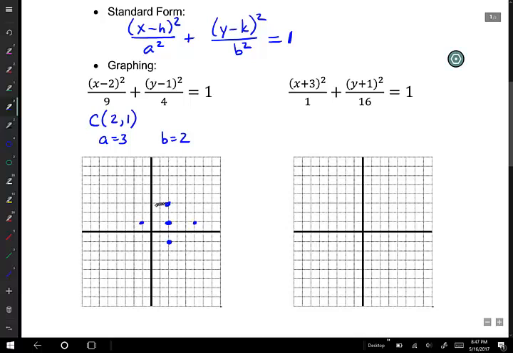And now we're going to draw our ellipse connecting these 4 points in an ellipsoidal manner. So that's an ellipse, very simple.